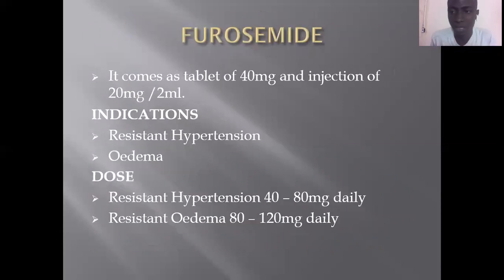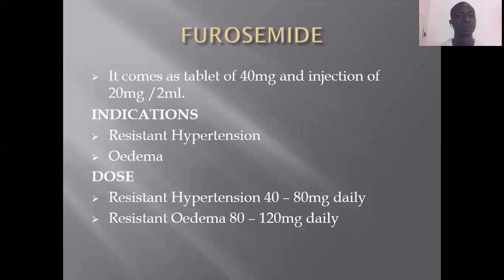So furosemide comes as a tablet of 40 milligrams and an injection of 20 milligrams per 2 milliliters. Indication is resistant hypertension and also edema. So you can give this drug when somebody has resistant hypertension and also edema.